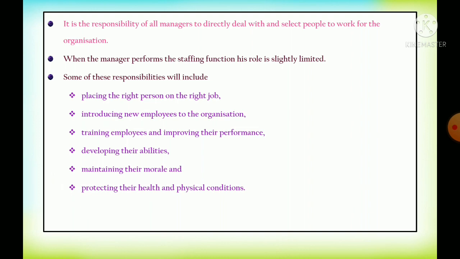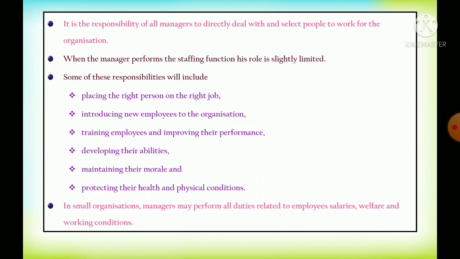Protecting their health and physical conditions, that is, the working environment must protect the health of the employees in the organization, and any physical conditions they are facing must also be seen in a proper way.